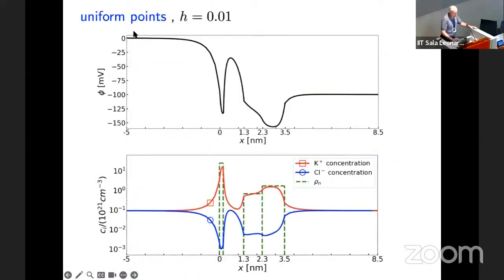This is the electric potential now across the model, and it's got some interior layers. The charge density is this negative charge density, that's the green dashed parts over here, and the red here is the cation concentration. The blue is the anion concentration. This agrees to the eyeball. It looks very, very close to what was in that paper.